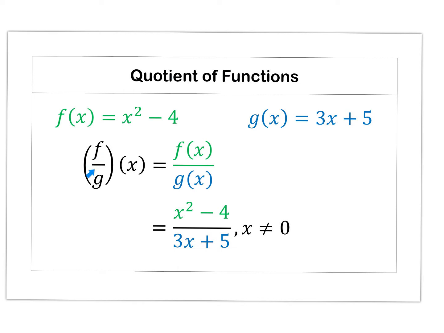Okay, and here is the quotient of functions. All right, you have f divided by g of x. That's the same as saying f of x divided by g of x. And then you just work that out, x squared minus 4 divided by 3x plus 5. And then we can factor these out and look for some common factors, and we'll do an example. But also remember, this is our rational function, and your denominator cannot equal 0.